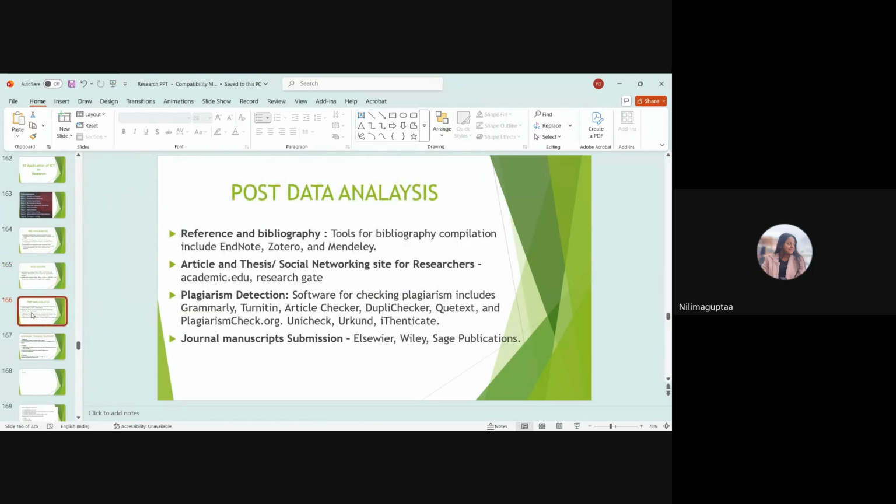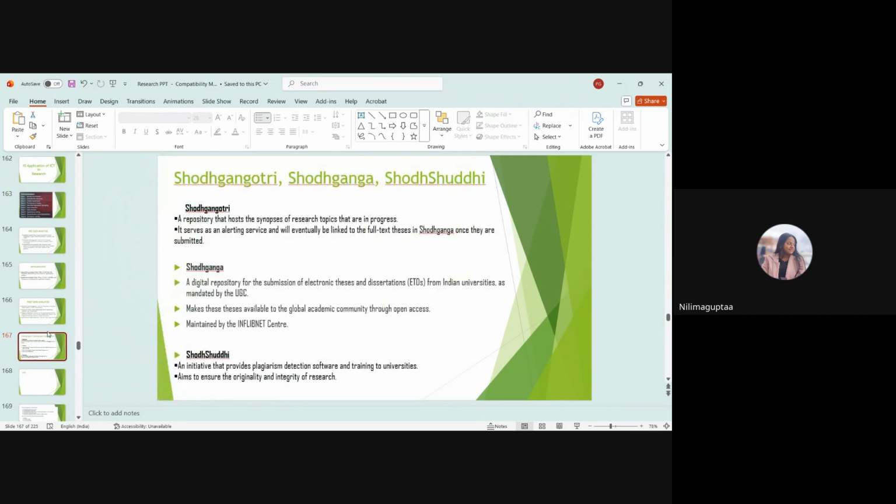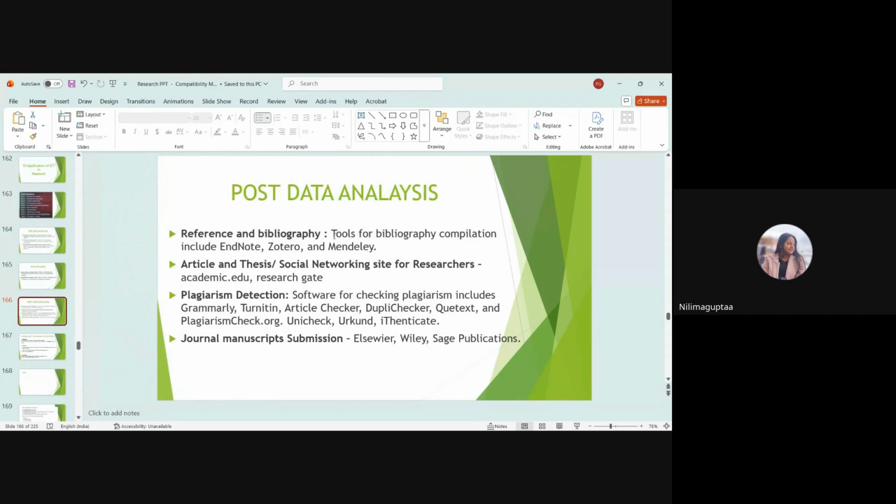Post that, once you have collected your data and everything, then comes your referencing and bibliography, which we studied yesterday, that is APA, MLA, and Chicago style of referencing. How do you do that? And about plagiarism. So in your last steps of research, when you are writing your report, that time you will need all these tools for referencing and bibliography. Yesterday I told you there are tools which can directly generate your APA and MLA type of referencing, which include EndNote, Zotero, and Mendeley.